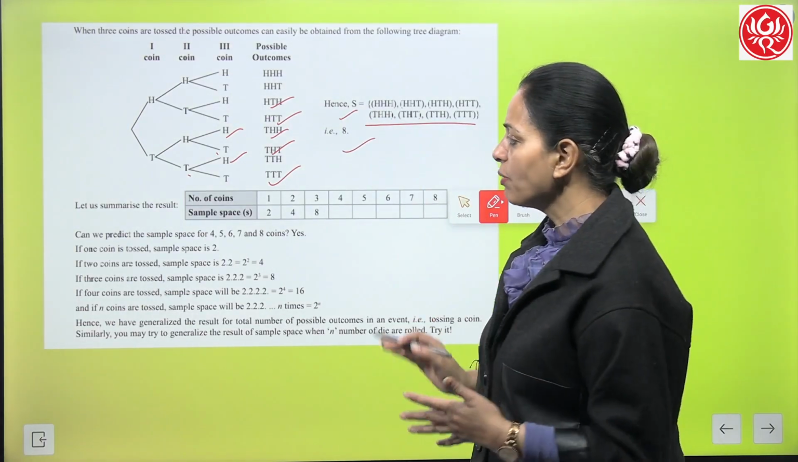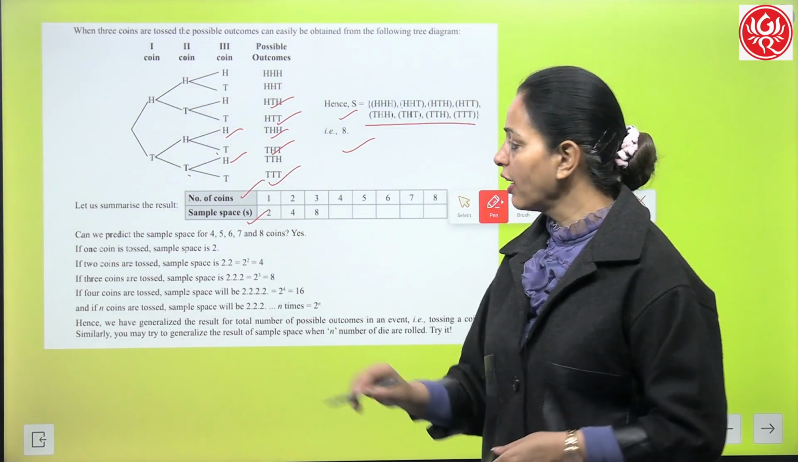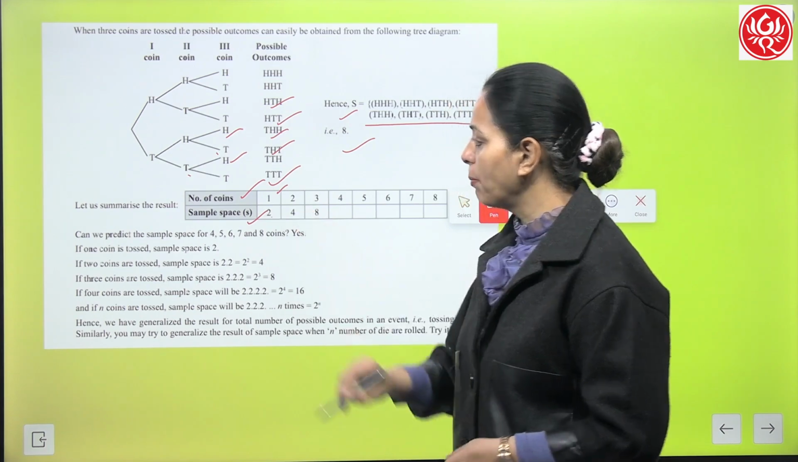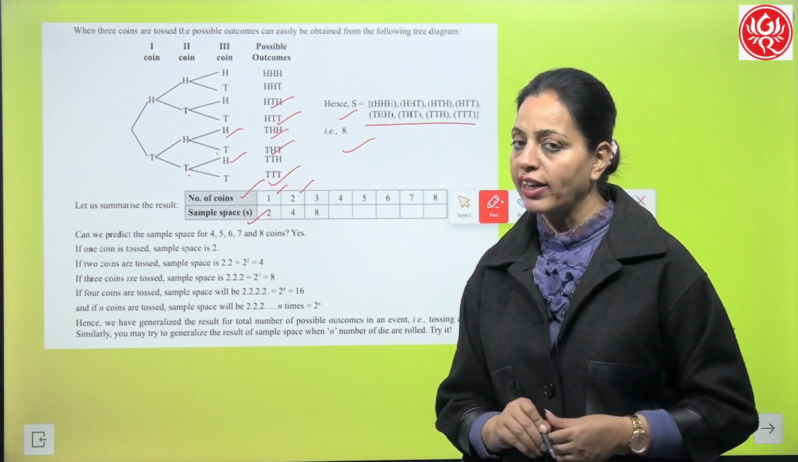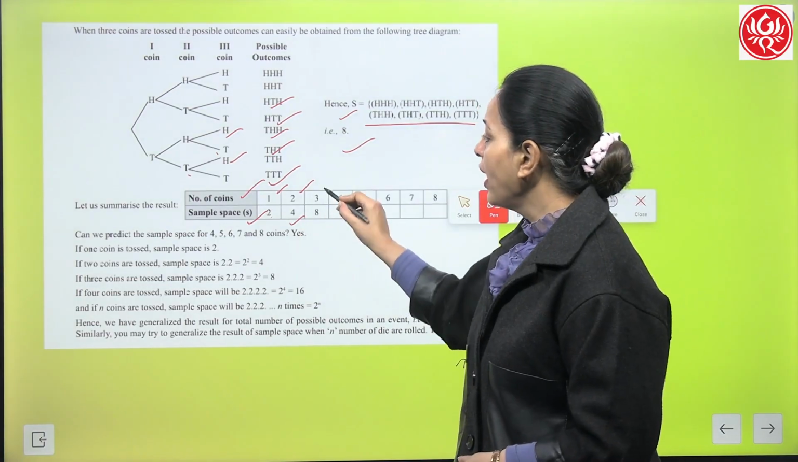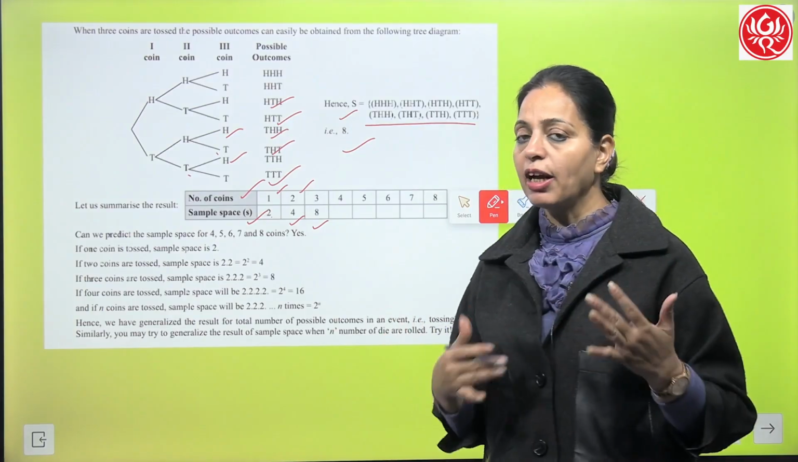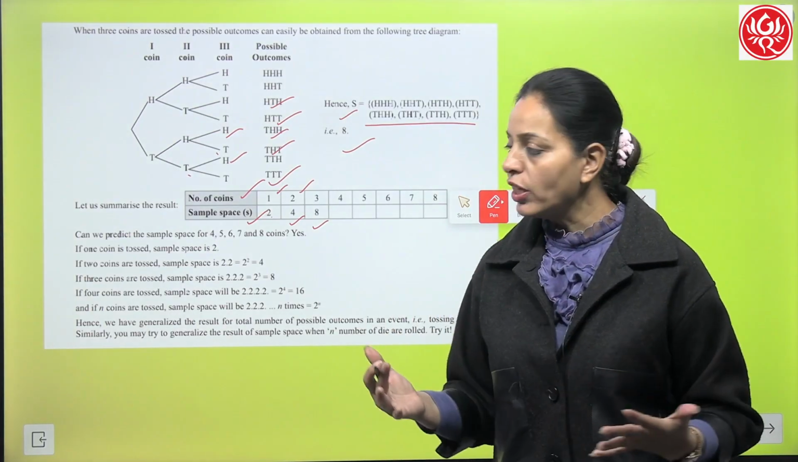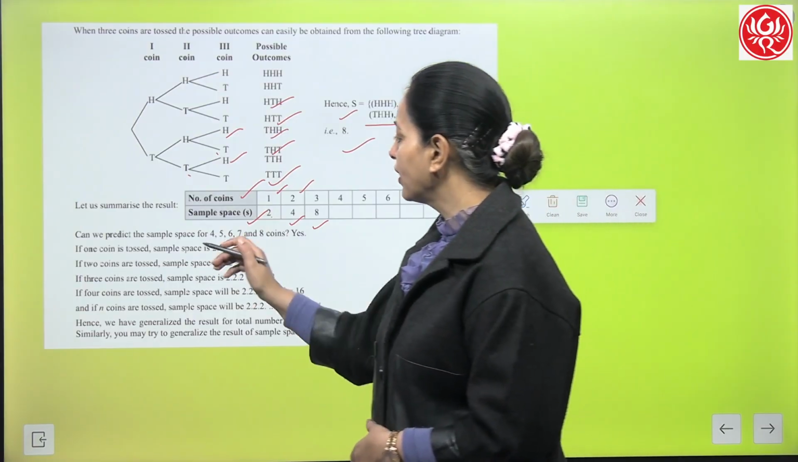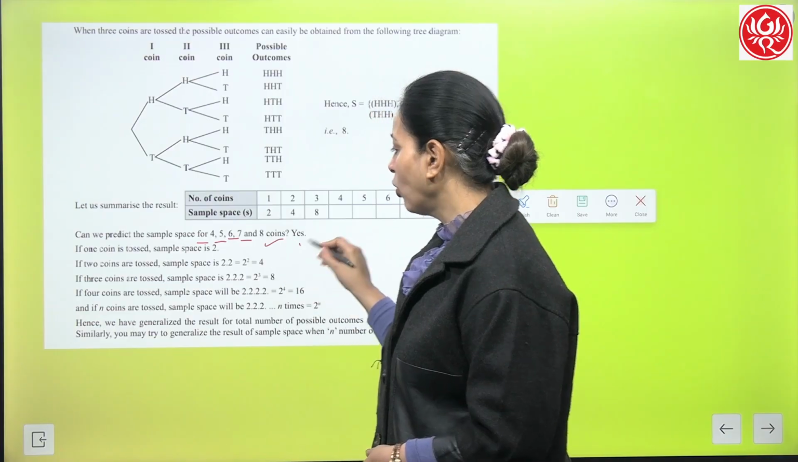Fine. So let us summarize the result. Number of coins and sample space. If number of coins is 1, then sample space we are getting 2. If number of coins 2, we are getting sample space 4. And if number of coins 3, we are getting 8. If we keep increasing coins, then sample space also keeps increasing. So here can we predict the sample space for 4, 5, 6, 7 and 8 coins?